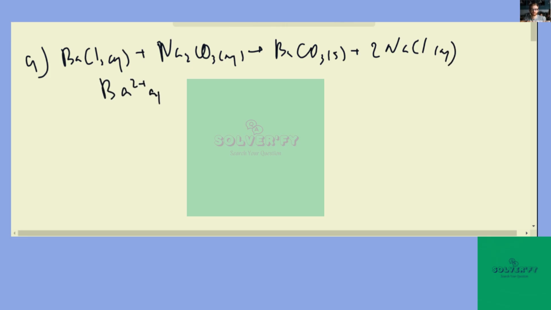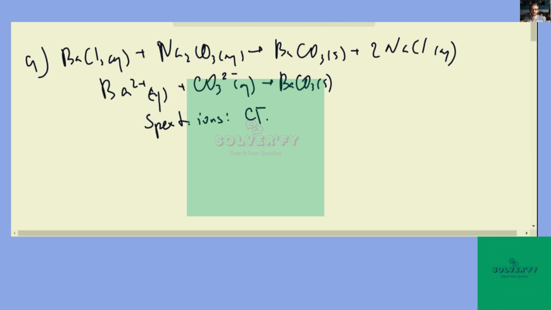It's Ba2+ and CO3 2-, forming solid barium carbonate. Then the spectator ions are Cl- and Na+. Now let's move on.